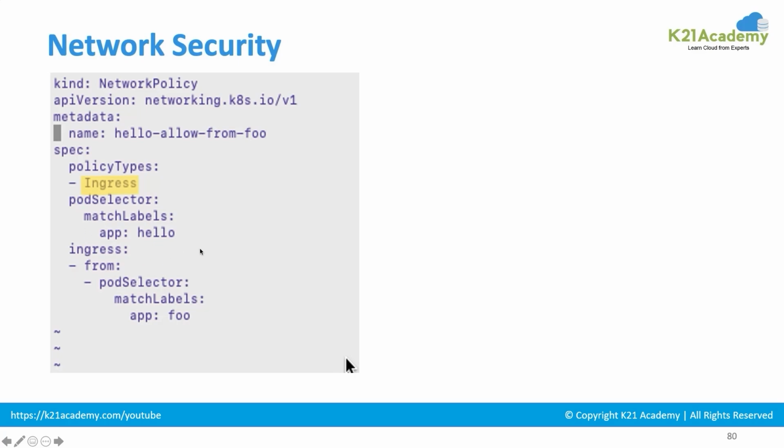App hello will not accept traffic from any other pod apart from pods which are labeled as app foo. So here, this is the type of the policy and this is the rule inside the ingress policy. The from section denotes where the traffic is coming from, and this ingress policy is applicable to this particular labeled pod. This policy is applied on app hello, but it would accept traffic from pods which are labeled as app foo. So this is for the incoming traffic.